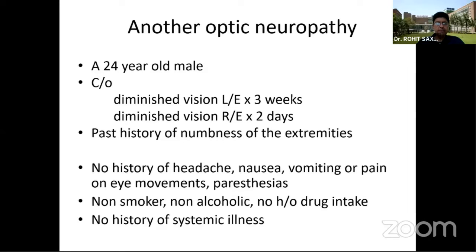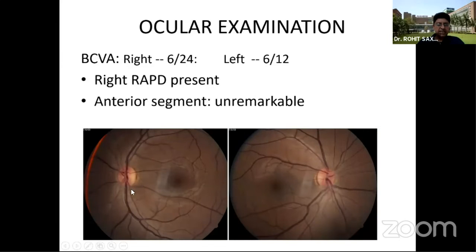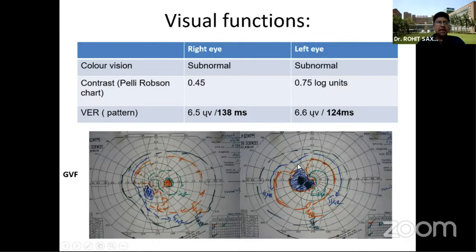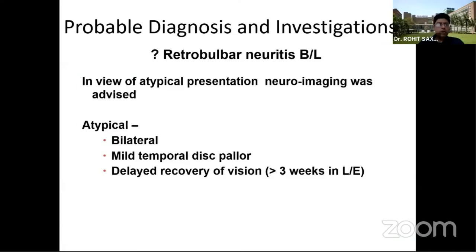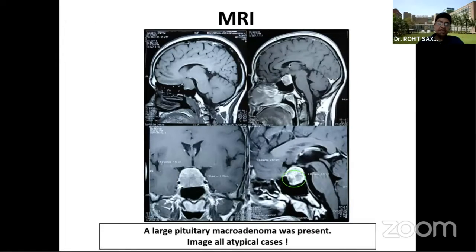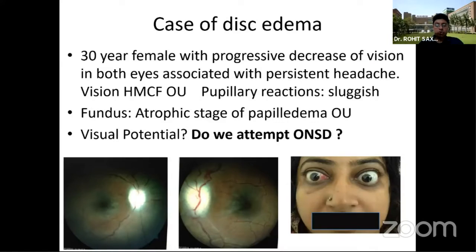Another optic neuropathy: a young male presented with bilateral involvement, left eye first, right eye subsequently. You can see the fundus is essentially normal, with a minimal shade of pallor temporally. The VEP is showing a delayed pattern, but the field is equivocal. So would you image? You could say it's a bilateral retrobulbar neuritis. You would image because it's atypical, it's bilateral, there is already this pallor, and the vision loss was for more than 3 weeks. So, atypical, image. The patient actually had a pituitary macroadenoma, and that's why imaging becomes important in almost all cases.